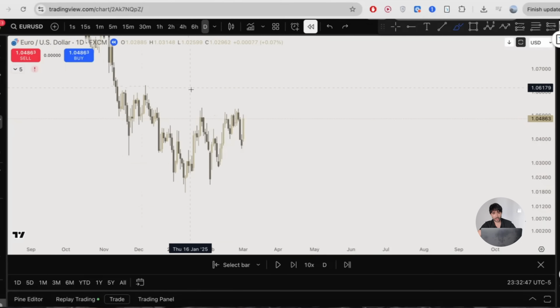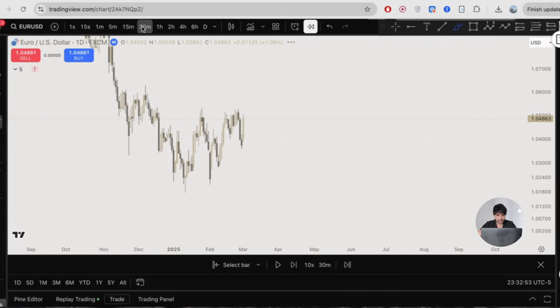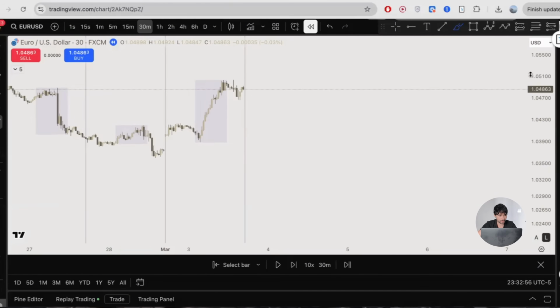And now that we have our chart up on EURUSD and we have our daily candle close, we're going to head down to the lower time frame just so we can observe price action and we can make sure we're catching trades within our trading hours.